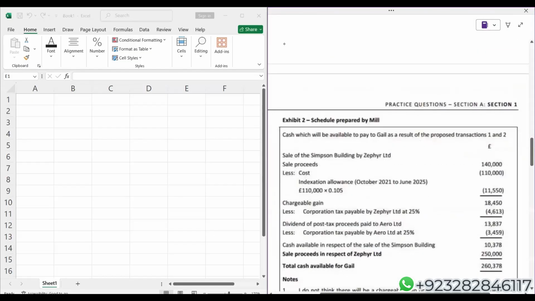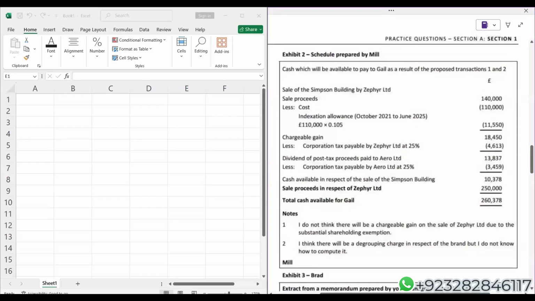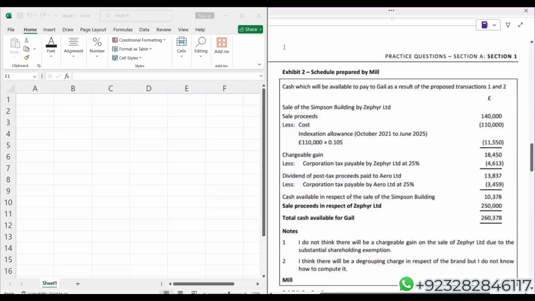Okay, this is the schedule which they have asked us to do the correction. Schedule prepared by Mill. Cash will be available to pay to Gail as a result of proposed transactions 1 and 2. Sale of Samson building to Zephyr. Samson building sale proceed is 140. They sold it for 140. And then they're saying sale proceed 140, cost. They're taking the market value.